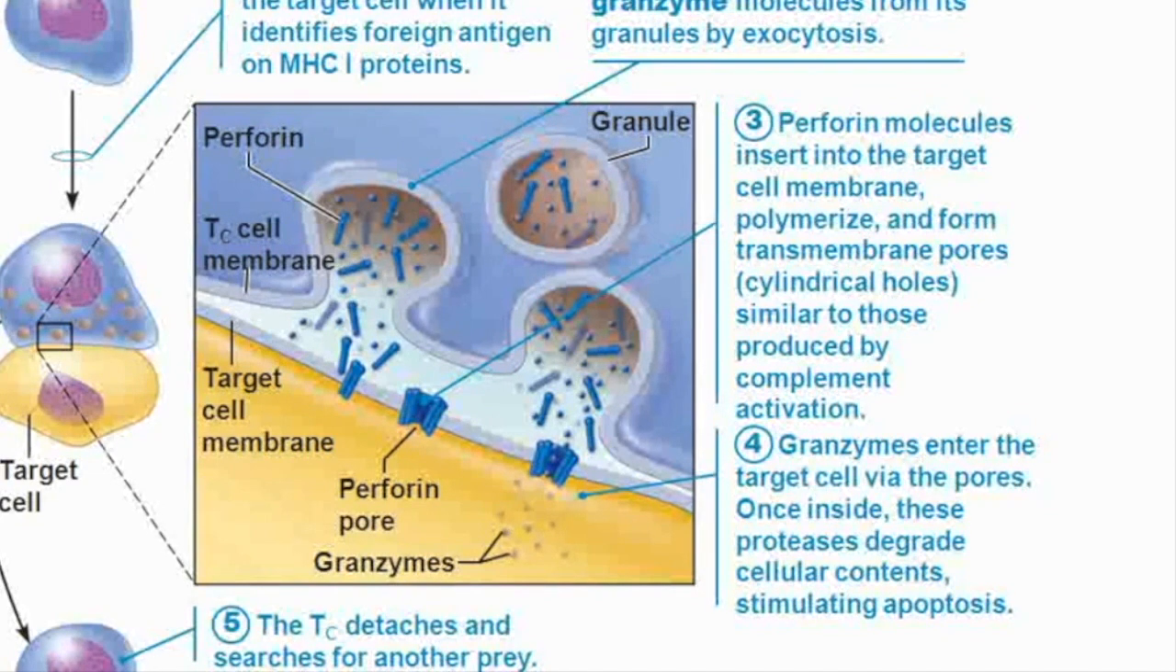Some bacteria can infect cells. Cytotoxic Ts could kill those. Usually, though, it's a virus. That's a pretty important mechanism for keeping infection in check when it's spread to our cells.